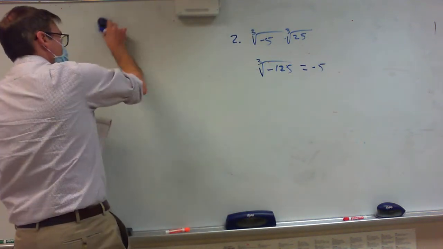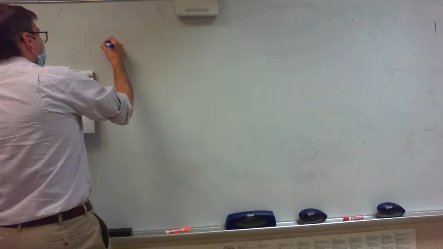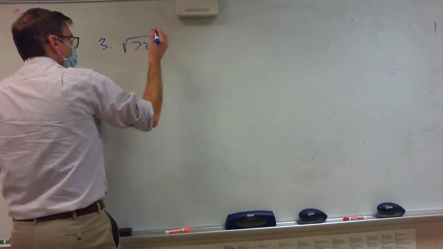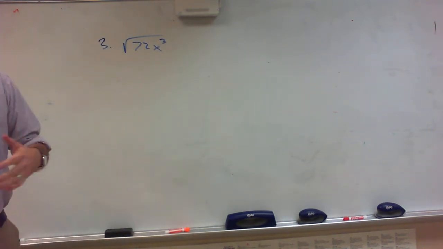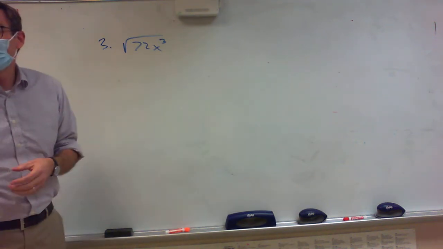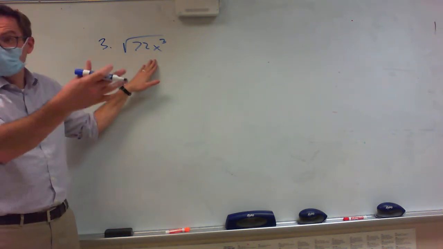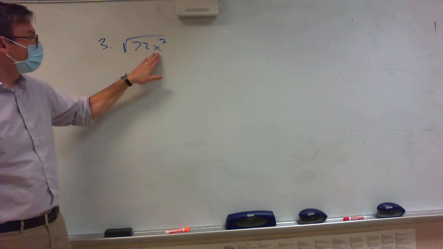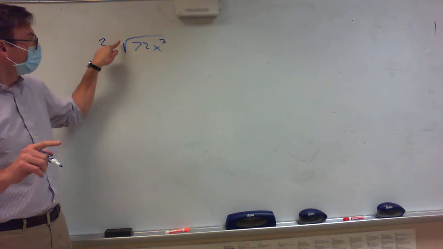Let's look at questions 3 and 4. So 3, that's the square root of 72x cubed. And we've done this. How do you deal with numbers and letters? The way you deal with numbers and letters is deal with the letter first, and this is what we talked about on Tuesday. I've got an x cubed. How many x's get to come out? 1, because there's a 2 here.